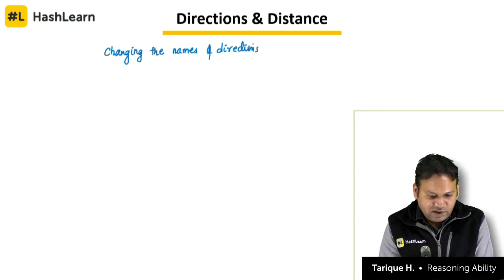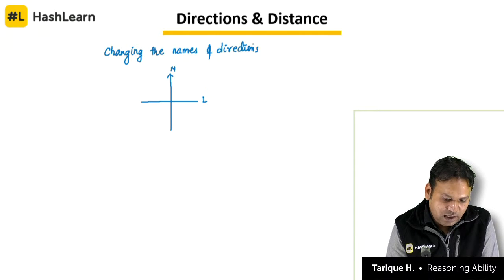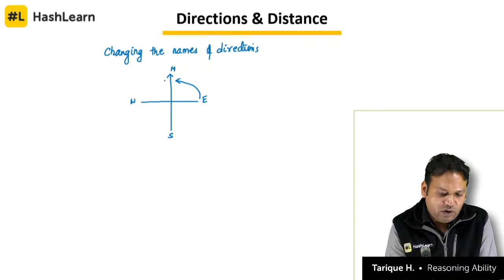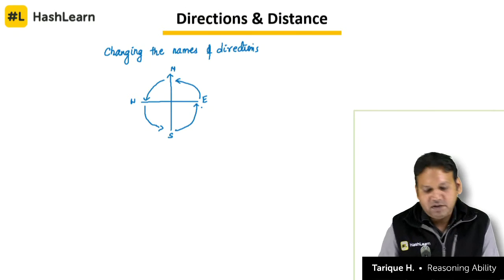So let's first of all understand here. Let's take a 4-point compass and see. This is north, this is east, and this is west, this is south. So from east, when we go anti-clockwise, the first direction is north, and this is west, this is south, and then we get this east. Let's keep this in mind.